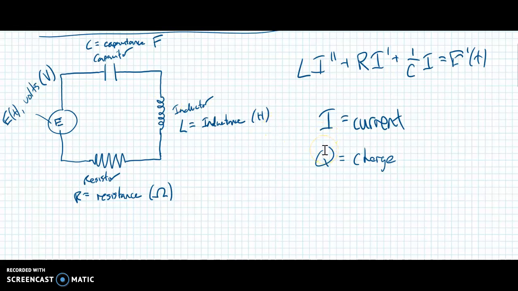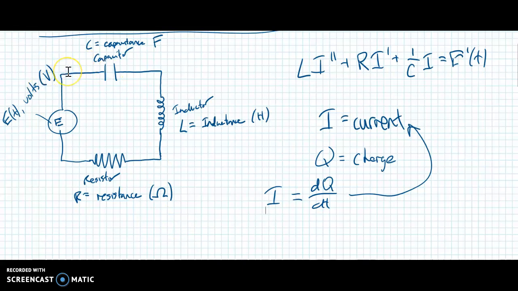Now, Q is the charge, right? So if I were to take the derivative of Q, dQ/dt, then that is the time rate of change of the charge. Well, that is the current, right? So I is current, and Q is charge, and the time rate of change of the charge, Q, is current. That should make some sense, at least maybe sort of half intuitively.